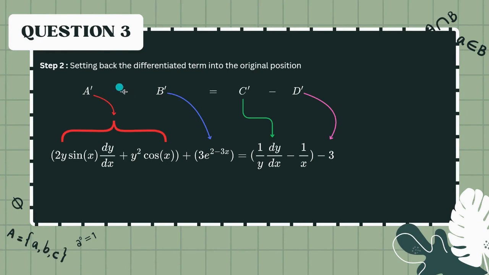Step 2, I will be setting back the differentiated terms into the original position. So A prime will be this term that we did for A prime, minus B prime equals C prime minus 2D prime.